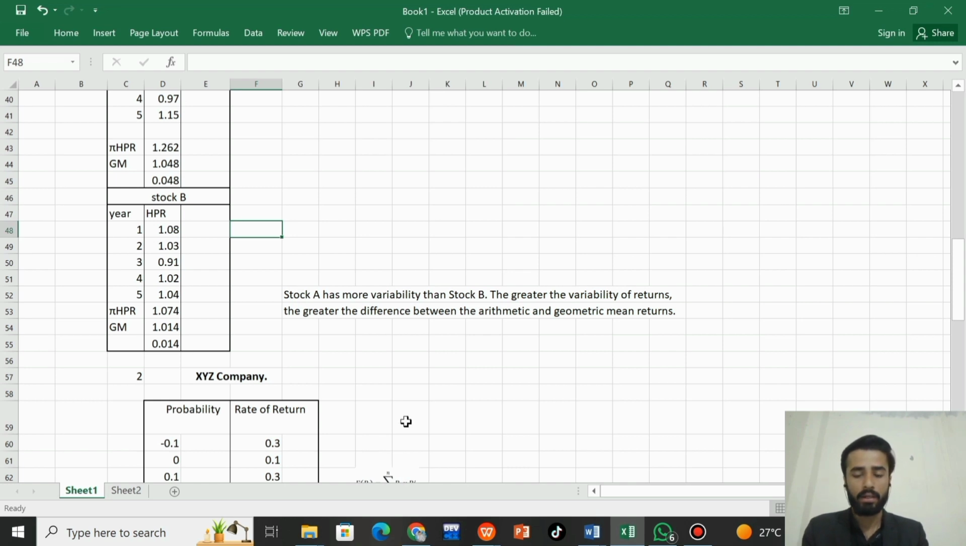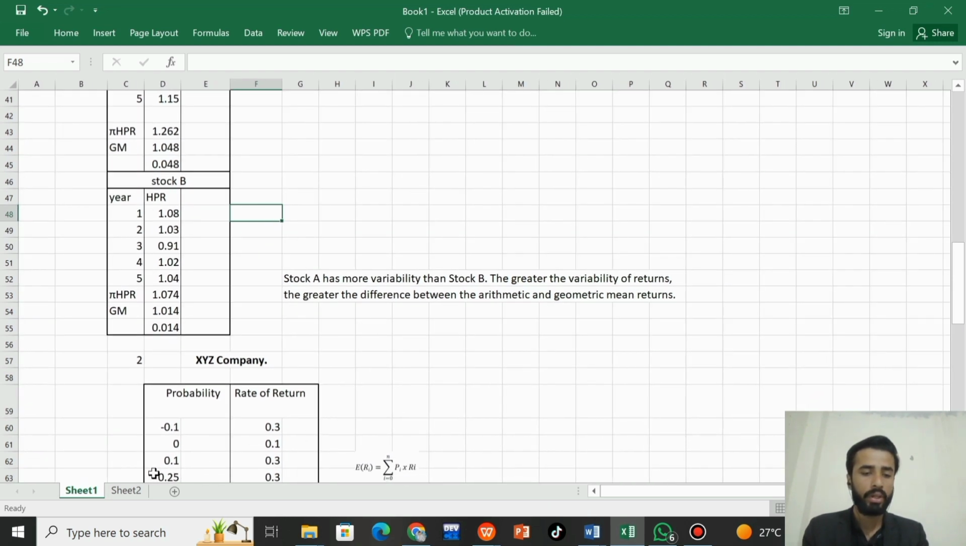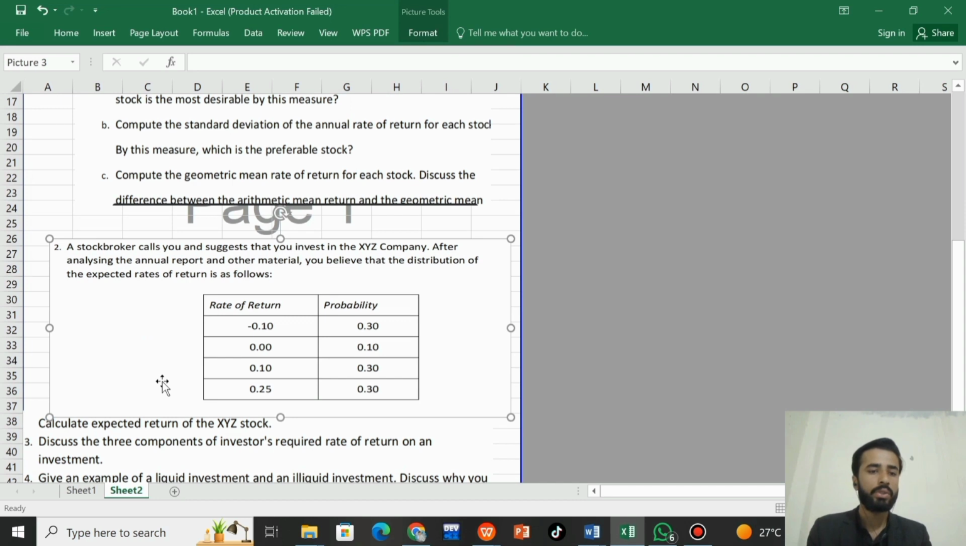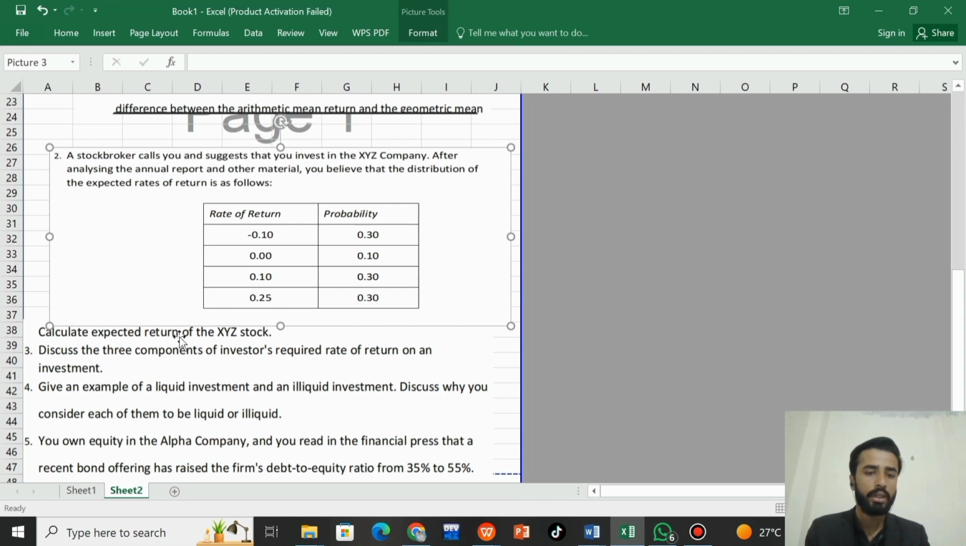Now I move forward to the second question. Let's see what it says. It says a stockbroker calls you and suggests that you invest in XYZ company. After analyzing the annual report and other material, you believe that the distribution of the expected rates of return is as follows. Here is the data, rate of returns and probability. Calculate the expected rate of return.